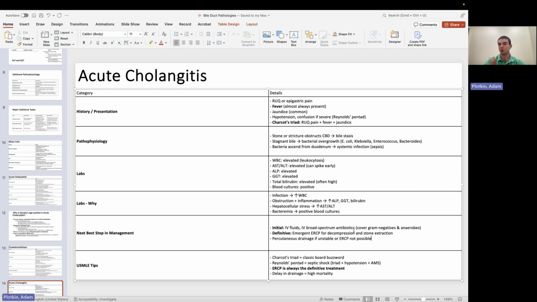All right, so hopefully that makes sense. So choledocholithiasis, we can take a little bit more time. For cholangitis, medical emergency, emergent ERCP.